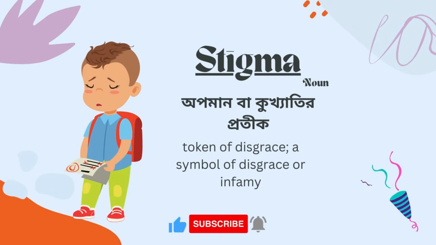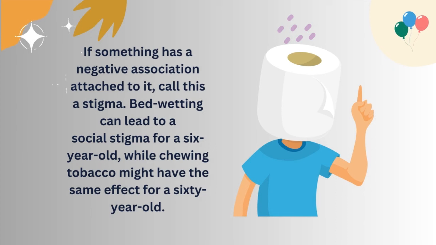Token of disgrace, a symbol of disgrace or infamy. If something has a negative association attached to it, call this a stigma. Bedwetting can lead to a social stigma for a six-year-old, while chewing tobacco might have the same effect for a 60-year-old.